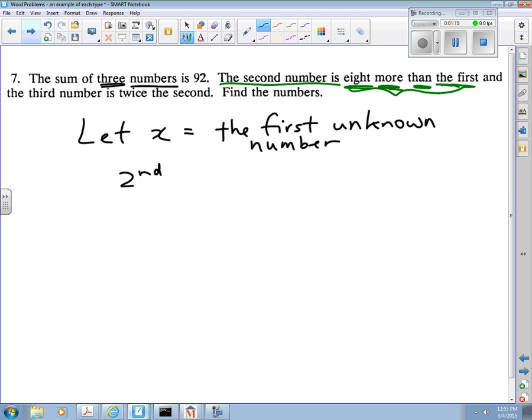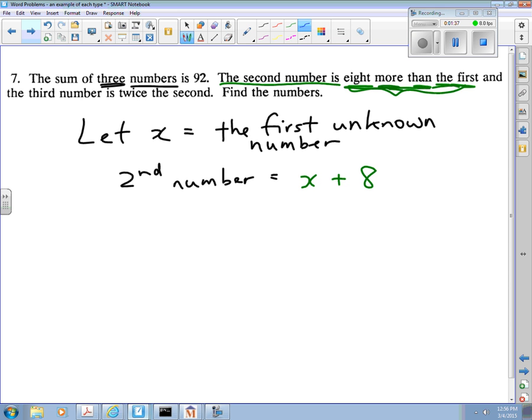The second number is obviously 8 more than the first. Well, the first was x. 8 more than that is x plus 8. Please notice it is not multiplied by 8. 8 more than something is just an add, not a multiply.